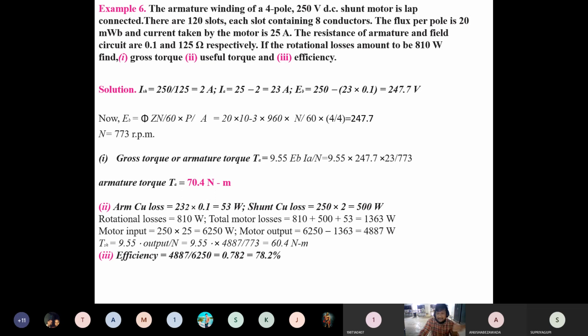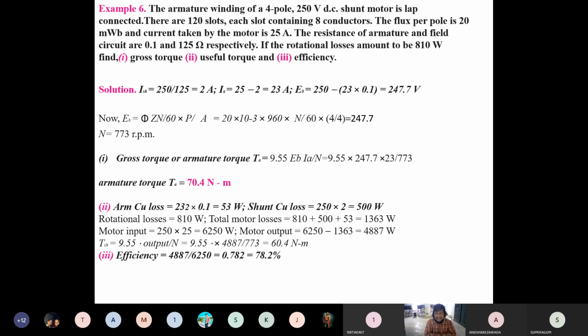So determine the EMF. Z is equal to the number of conductors per slot into the number of slots, which is nothing but the total number of conductors. Here they have given 8 conductors per slot and 120 slots. So the total number of conductors Z is equal to 8 into 120. That is simple. Next, flux per pole is equal to 20 milliweber, phi is equal to 20 into 10 power minus 3 Weber. Right. Next, current taken by the motor is 25 amperes.